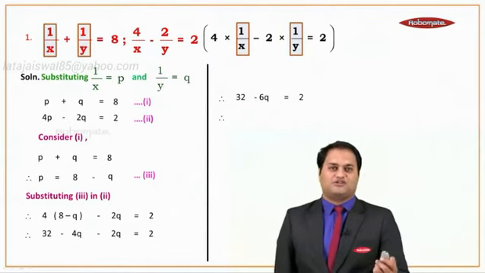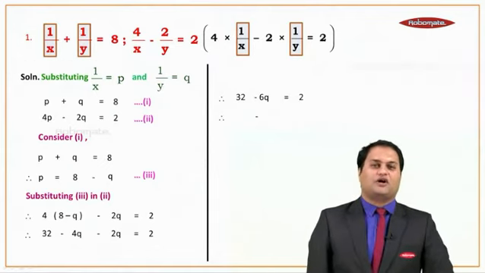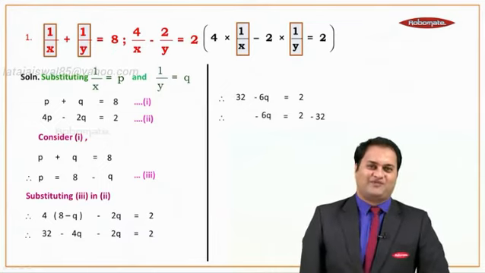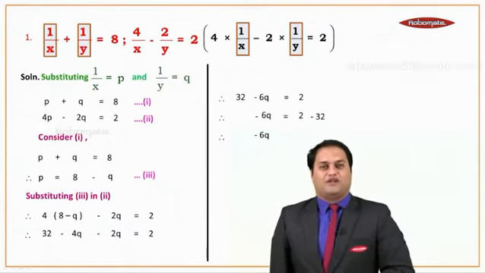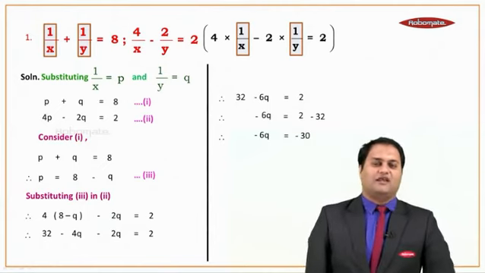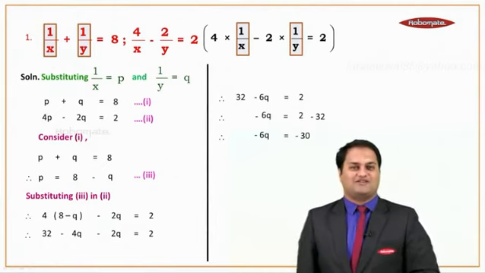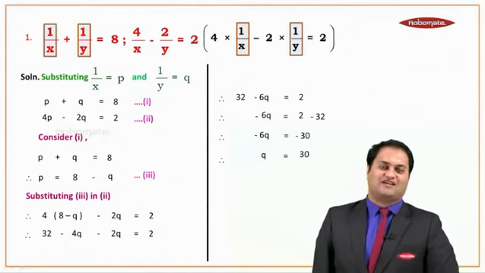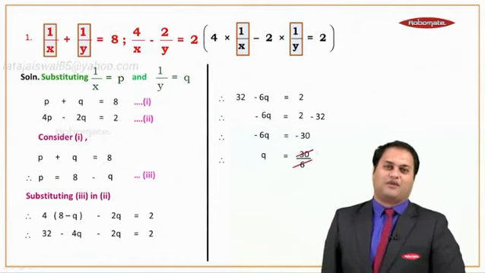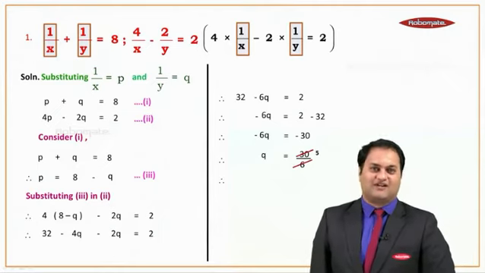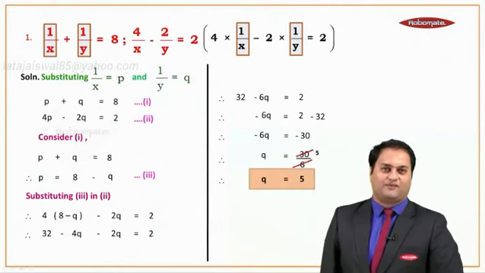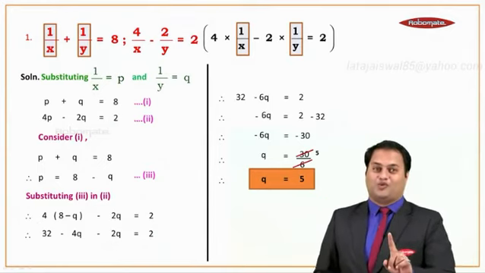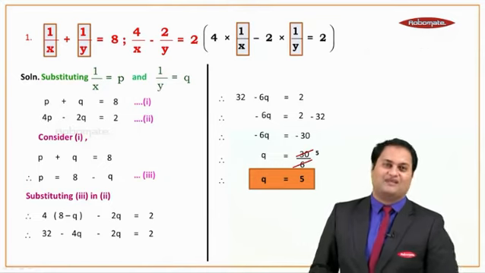Variables on one side, constants to the other side. Shift 32 to the other side, we get minus 6q is equal to 2 minus 32. 2 minus 32 is minus 30, so minus 6q is equal to minus 30. So q is equal to minus 30 upon minus 6, minus minus plus, and 6 5s are 30, we get q is equal to 5. Once you get the value of q as 5, is the sum over? No. We are still to find the value of p.